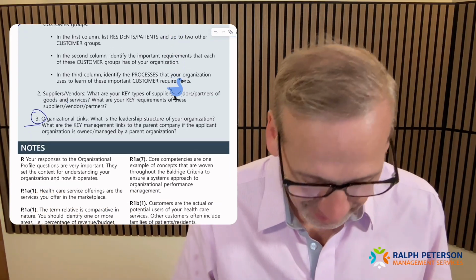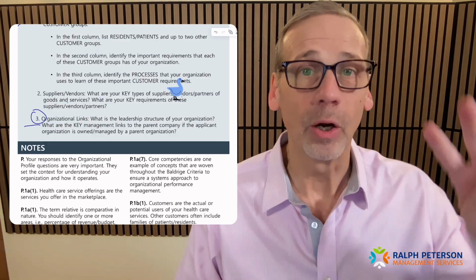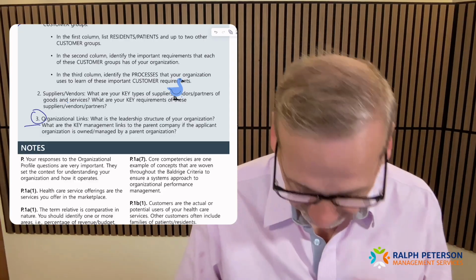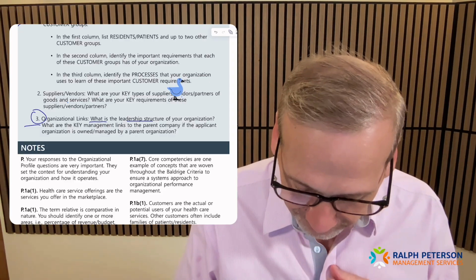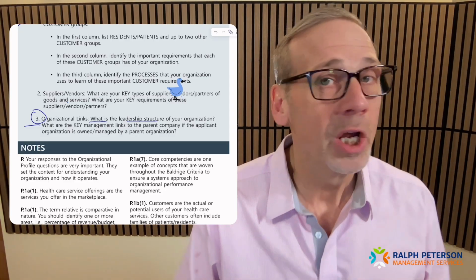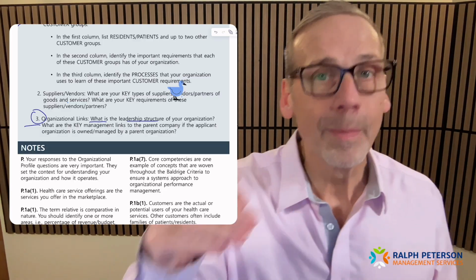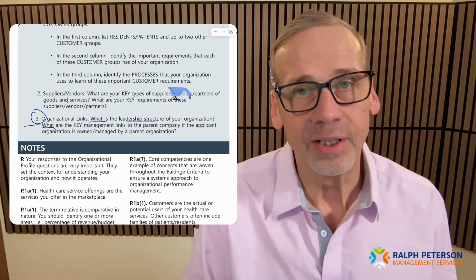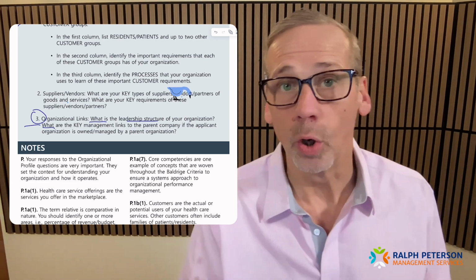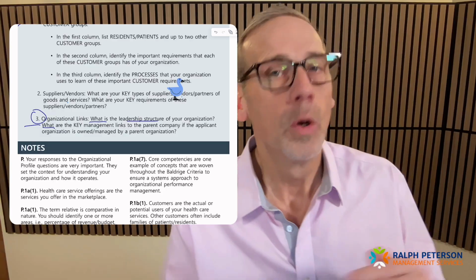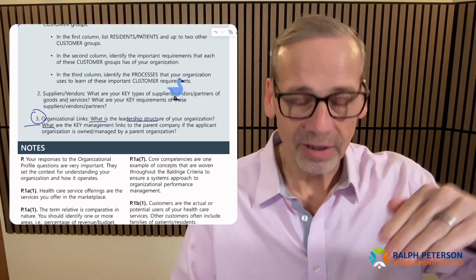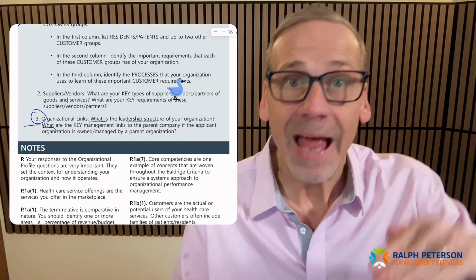That's fun. So organizational links, there are 2 parts to this question. They're both what questions, which is typical for the Bronze. What is the leadership structure of your organization, which just simply means who reports to who. That's the first part of the question. The second what question is if you are managed or owned by a parent company, what do those relationships look like too?